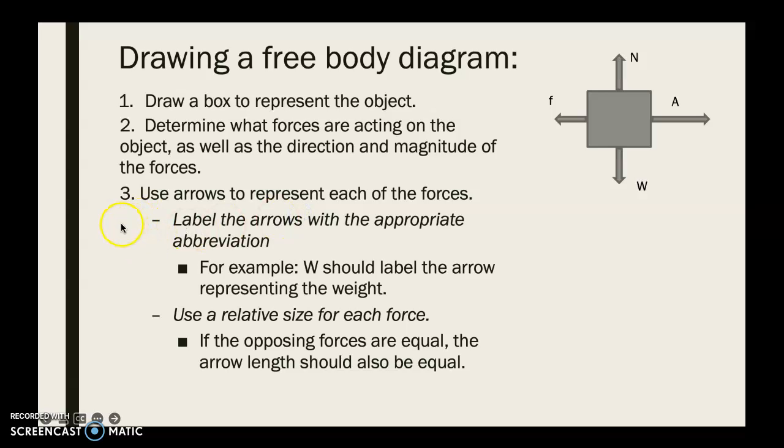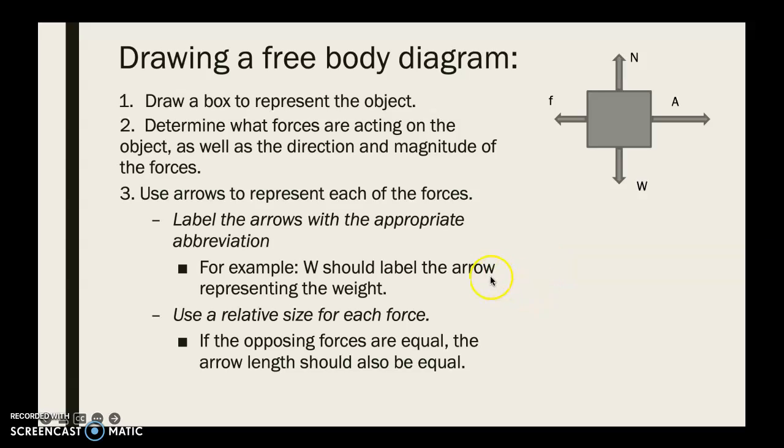Finally, we're going to use arrows to represent each of those forces. Each arrow needs to be labeled with the appropriate abbreviation. So for example, if this is going to be weight, the downward force, then I would make sure to label that arrow with a W. And if my object was on a surface, then I would also have a normal force. If the applied force is pushing the object to the right, then my applied force would be to the right, which would mean that friction would go to the left, and I would label that with a lowercase f.